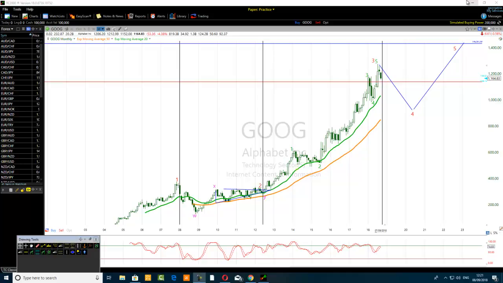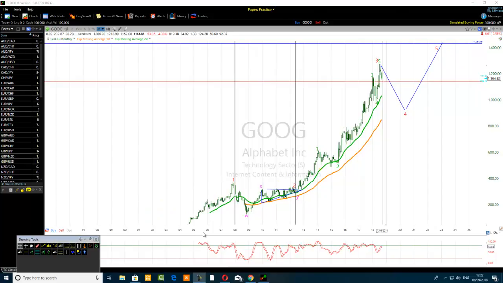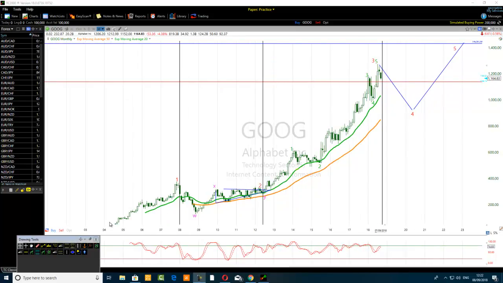But what I want to do is quickly go through it so you may have a bit of an idea what is happening here. So let's get started. Counting wave, if I have enough data for this stock, I hope so.